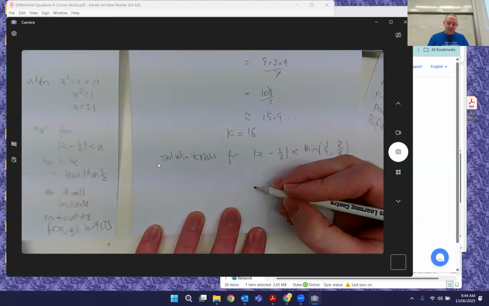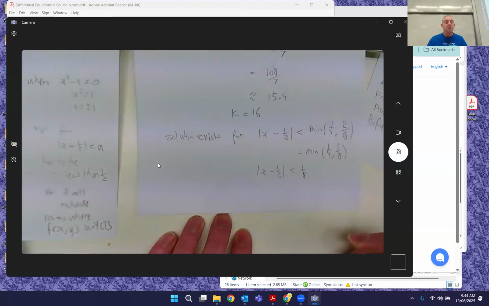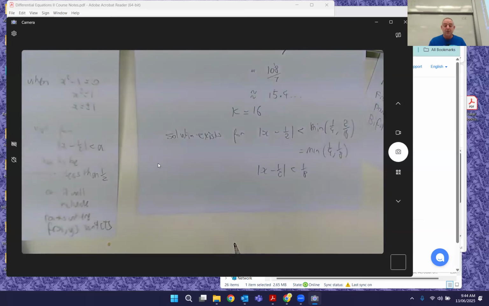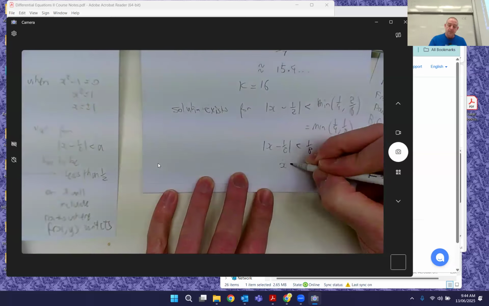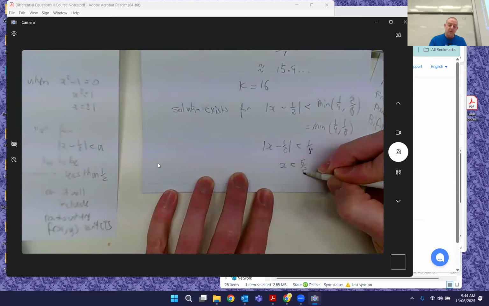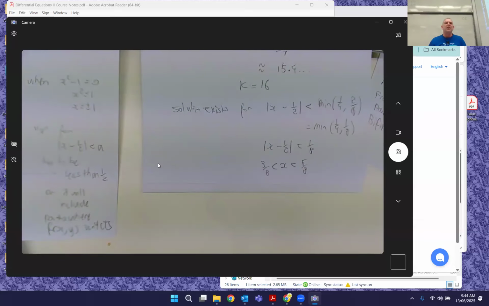Cool. So x is less than 1/8. Wow. So that means that x is between 3/8 and 5/8, because a half is 4/8. Huh. I didn't expect that to happen at all.